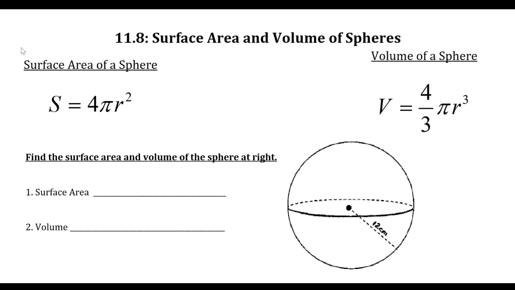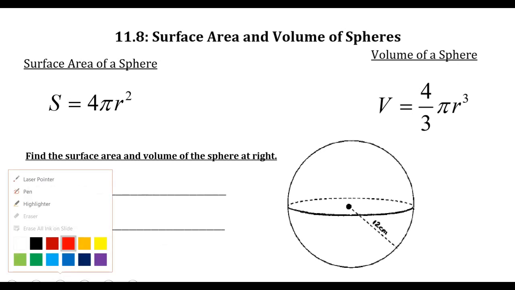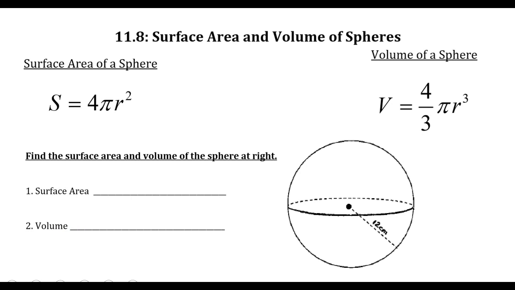All right, we're going into 11.8, which is surface area and volume for spheres. It's our last shape that we're covering this unit, and we'll be good to go. And hopefully you'll see that this is basically the same stuff that we have been doing, almost even easier, because all that we need for surface area and volume of the spheres is the radius.